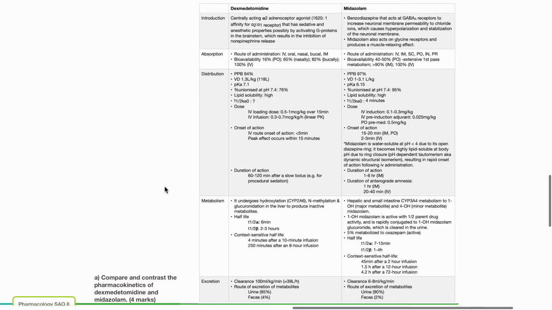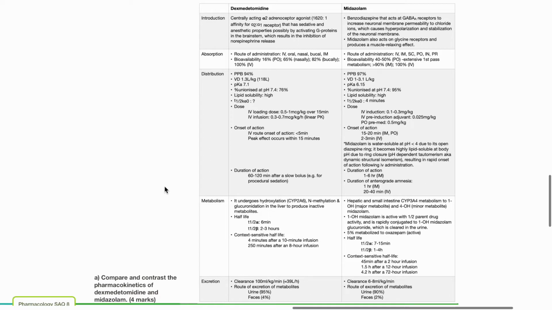The answer can be divided into absorption, distribution, metabolism, and excretion. Dexmedetomidine. Absorption. Route of administration is IV, oral, nasal, buccal, or IM. Bioavailability for oral route is 16%, nasal route 65%, buccal route 82%, IV 100%.